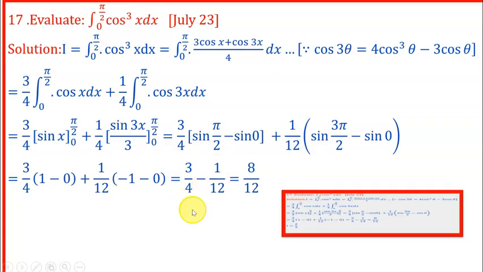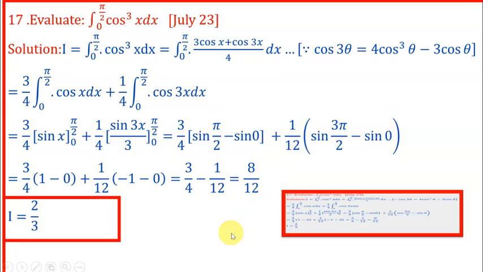After simplifying, make the denominator 12. Therefore, multiply numerator and denominator by 3. 3 into 3, 9 upon 12 minus 1 upon 12. 9 minus 1 upon 12 means 8 upon 12. And after simplification, you will get 2 upon 3, that is, 4 2s are 8 and 4 3s are 12. Therefore, I is equal to 2 upon 3.